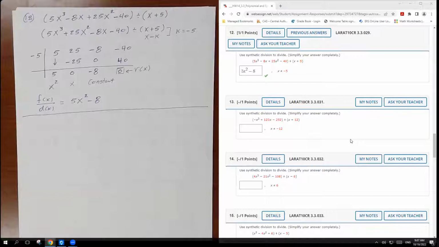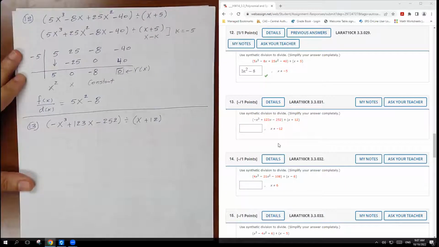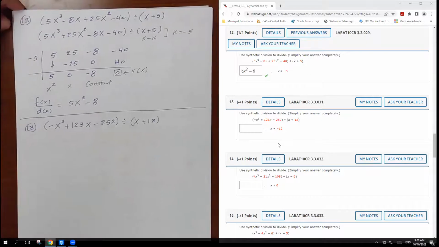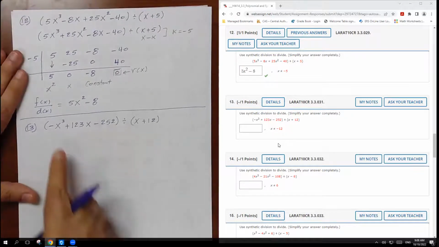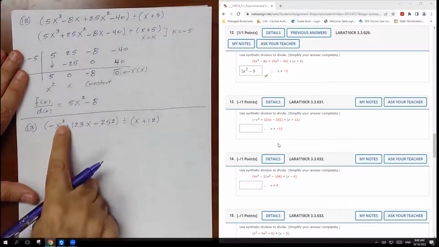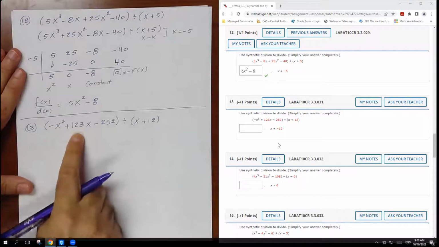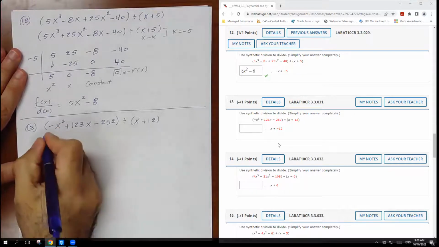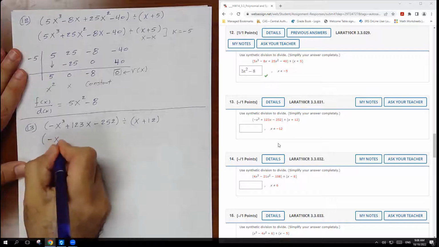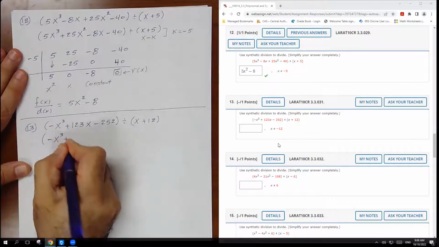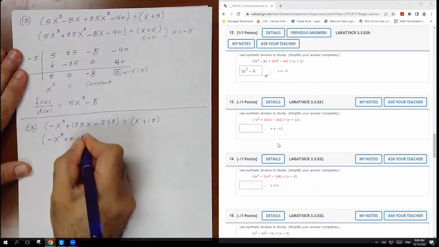For example 13, let's check this example. First of all, we're going to check the exponents. X cubed, there is no x squared. So I'm going to say this is negative x cubed plus 0x squared.